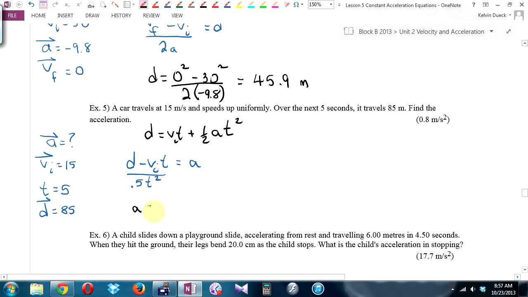first of all insert the numbers. So we said 85 minus 15 times 5 divided by 0.5 times 5 squared. Now I want to point something out that's different between the way I write and the way I calculate-type. Okay?